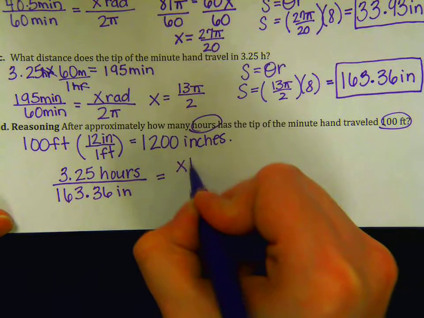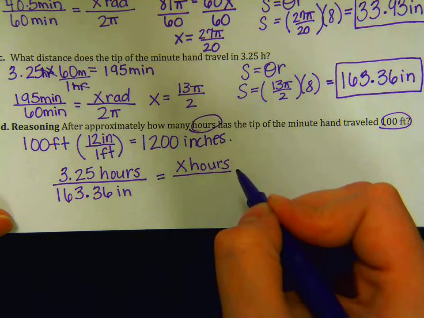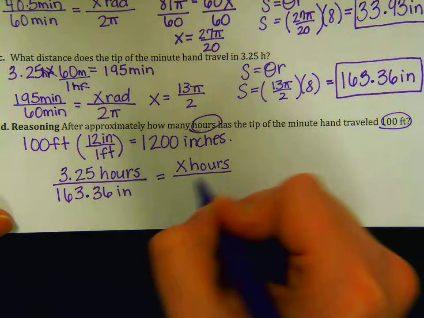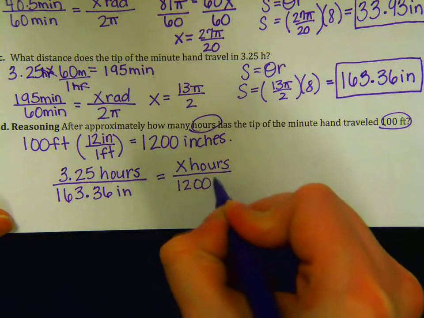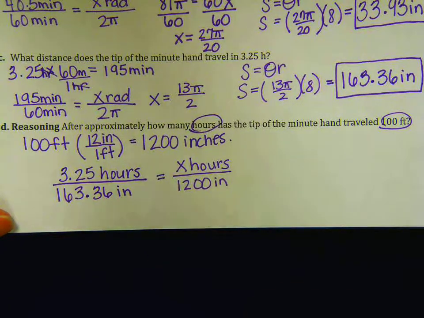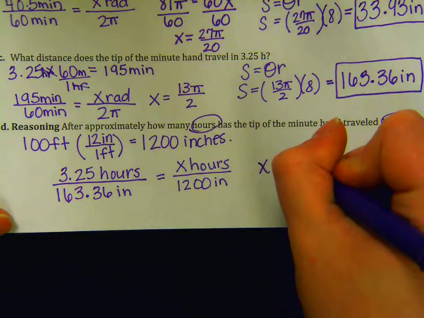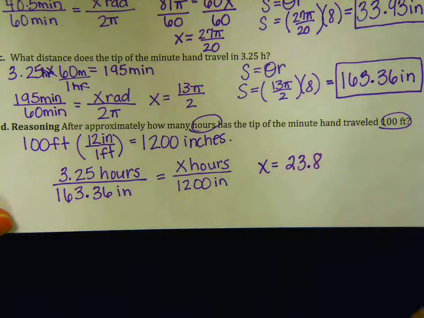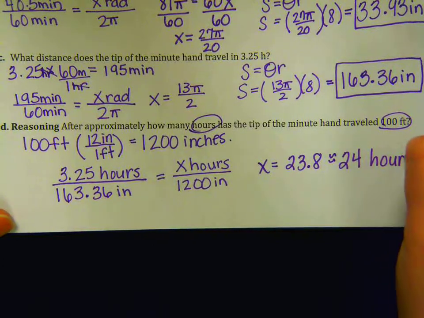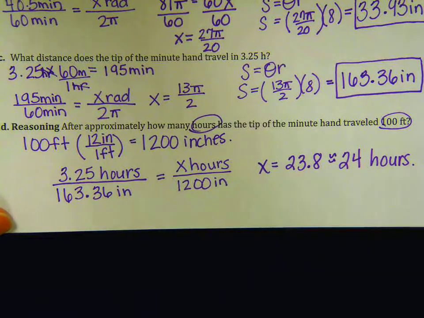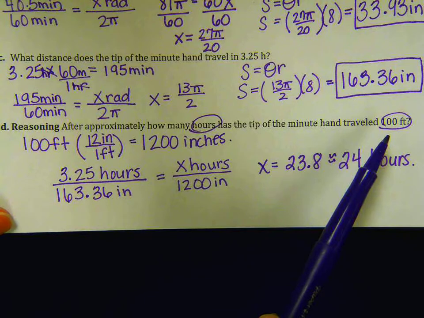I'm looking for how many hours it would take. And then finally, we have how many inches there are in that amount of time, which we found out was 1,200. Cross multiply and divide. You will get 23.8, which I would say is pretty close to 24 hours. So it takes approximately an entire day for the tip of the minute hand, which is 8 inches long, to travel 100 feet around.